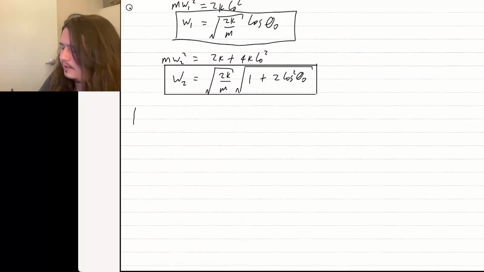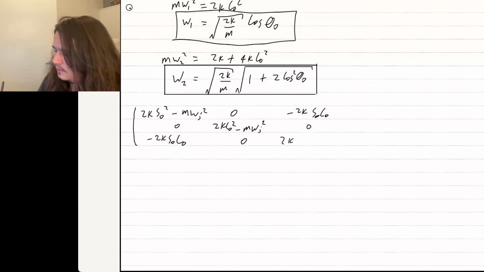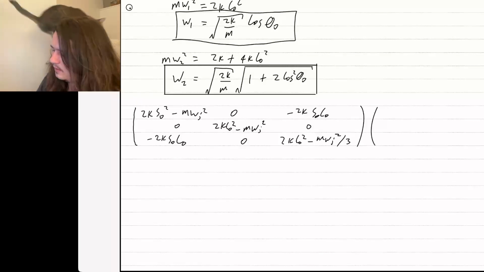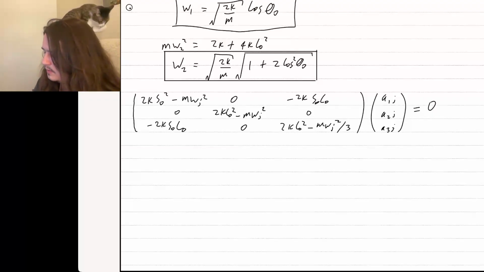I'm saying that we have, for eigenfrequency omega j, the matrix, the linear equation is this: 2k s naught squared minus m omega j squared, 0, minus 2k s naught c naught; 0, 2k c naught squared minus m omega j squared, 0; minus 2k s naught c naught, 0, (2k c naught squared minus m omega j squared) over 3, times the eigenvector a1j, a2j, a3j, that equals 0.